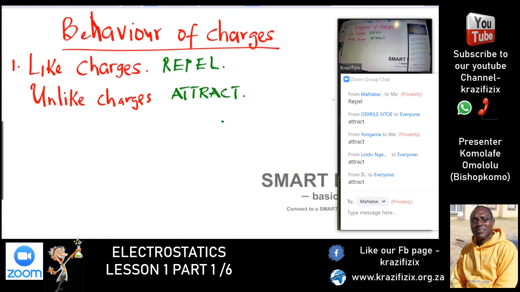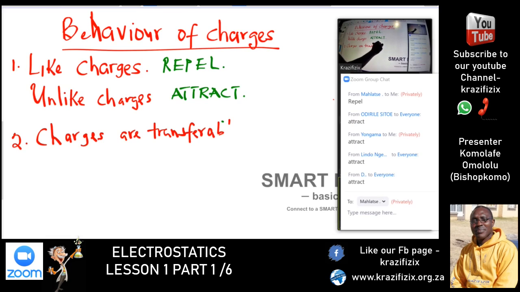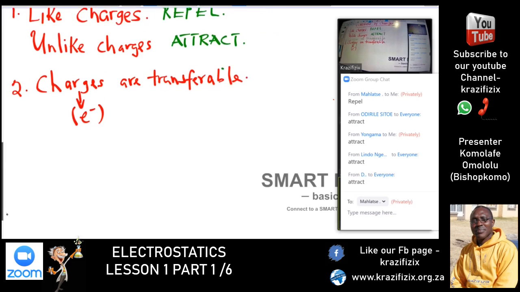Number two, behavior. Charges can be transferred. Charges are transferable. And when I say charges are transferable, I'm talking about electrons. Electrons are transferable. They can move from one object to the other.